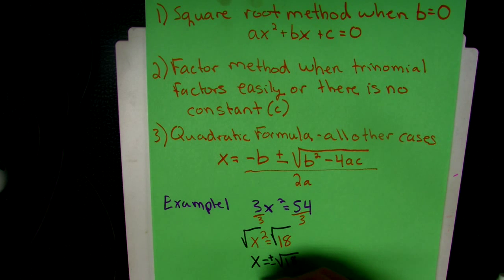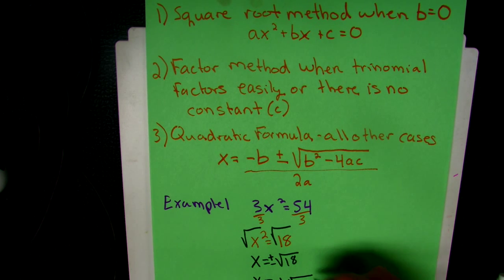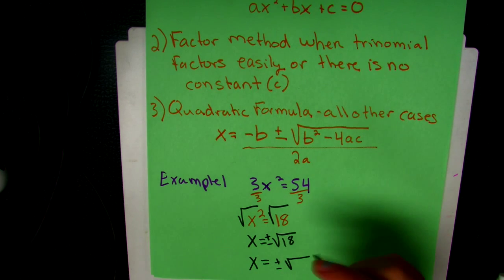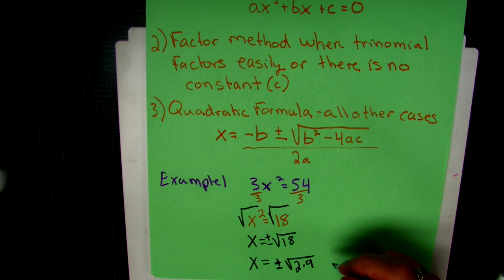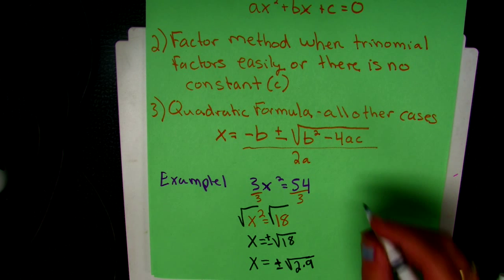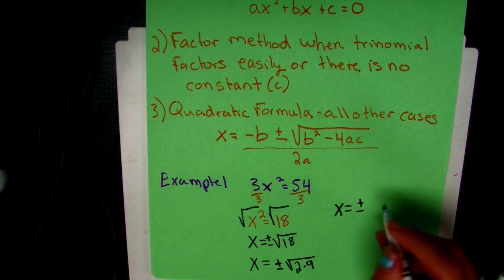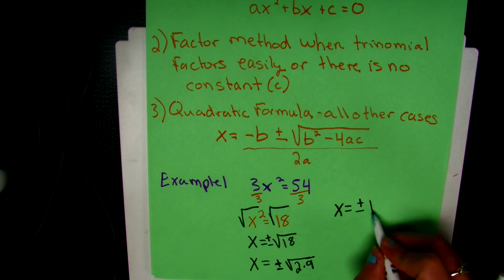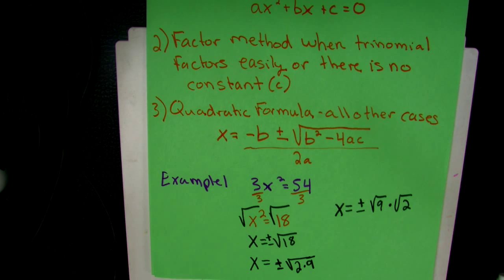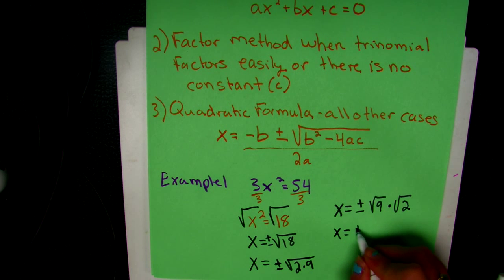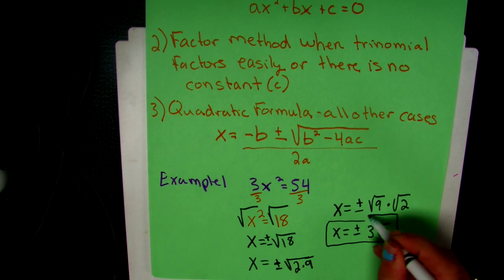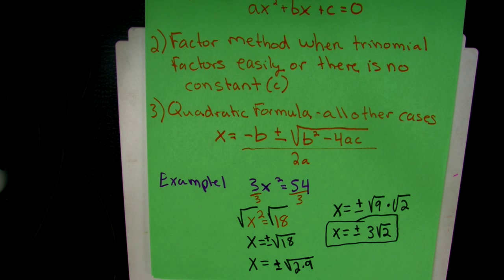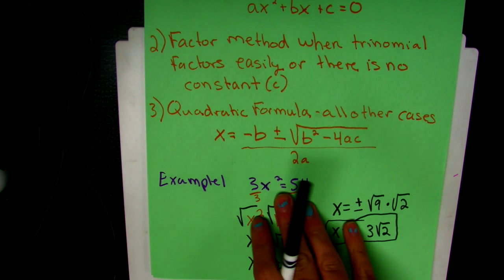If I want to simplify that, I have to think of it this way: what are the factors of 18, and are any of those factors perfect squares? Well, 18 can be rewritten as 2 times 9, because 2 times 9 is the same as 18. And once I've done that, I can split that up. That's the same as saying the square root of 9 times the square root of 2. Now the square root of 9 is 3. So now I have plus or minus 3 square root of 2. And that's how I simplified the square root of 18. Okay, so let's move on to our next example, example 2.